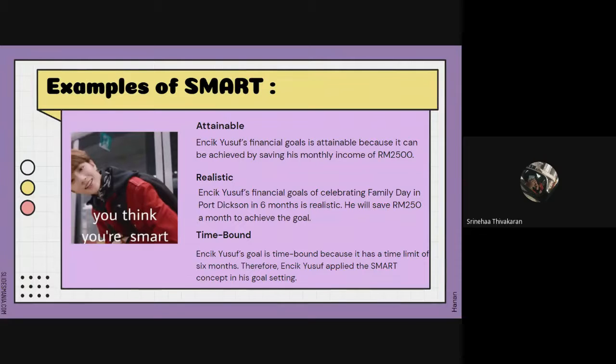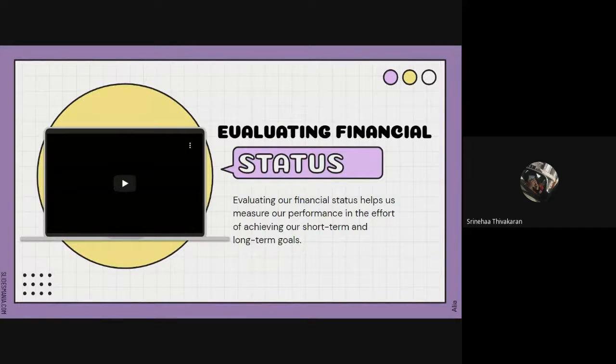Third is attainable. Inche Yusuf's financial goal is attainable because it can be achieved by saving from his monthly income of RM 2,500. Realistic. Inche Yusuf's financial goal of celebrating Family Day in Port Dickson in 6 months is realistic. He will save RM 250 a month to achieve the goal. Next is time bound. Inche Yusuf's goal is time bound because it has a time limit of 6 months. Therefore, Inche Yusuf applied the SMART concept in his goal setting. Next, I'll be passing it to Alia.